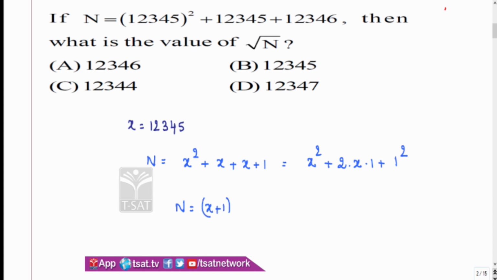Now what is being asked in the question? He is asking you root of n. You get x plus 1 here. Now what is x? 12345 is x. Then what is 12345 plus 1? It's 12346. So if you know the formula (a plus b) whole square and how to apply it, then by looking at it you can say it is actually in the form of (x plus 1) whole square. Therefore your answer is x plus 1, where your x is 12345.